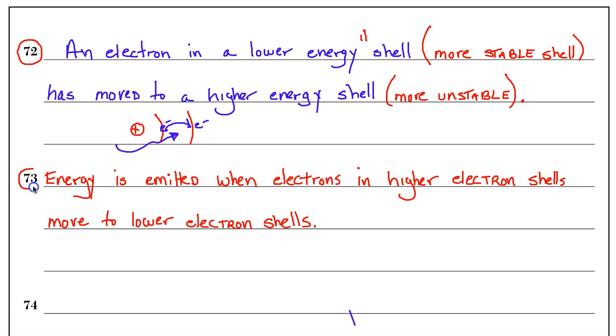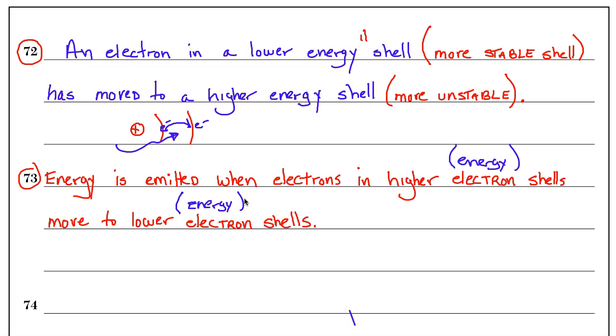So in number 73, energy is emitted in the form of light, if you want to say, when electrons in higher electron shells move to lower electron shells. And you could say energy is emitted when electrons in higher energy shells, I could say energy here, okay, clearly I could say higher energy, which by the way is what? More unstable, move to lower electron shells, or what? More stable shells. Okay, so lower energy shells.